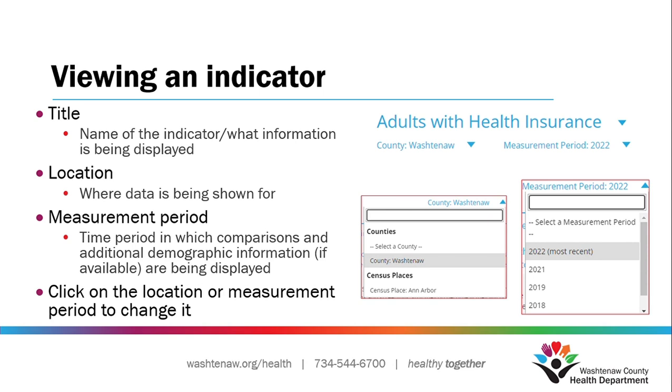Below this, we see the location. So in this example, the county level Washtenaw is selected and the measurement period selected is 2022. However, right next to each of these selections, there is a blue caret. And if you select the blue caret there, then you can go ahead and select a different measurement period or a different geographic location to look at if that is available for that indicator.